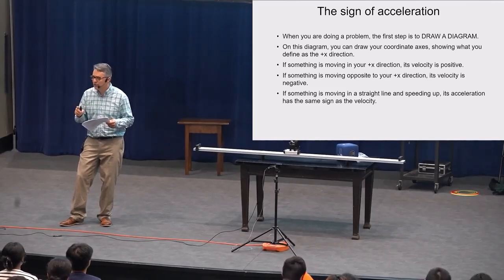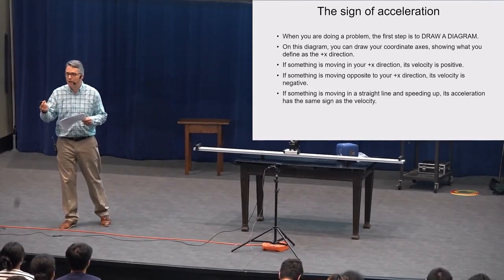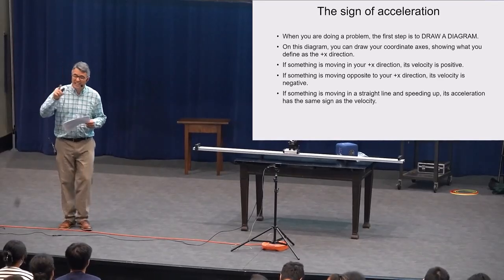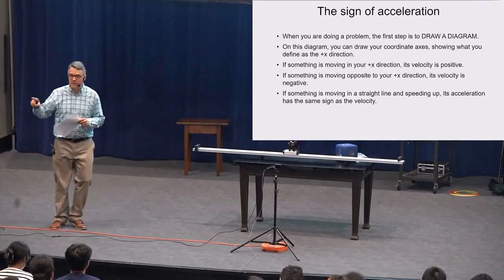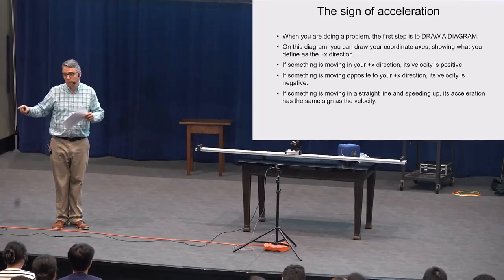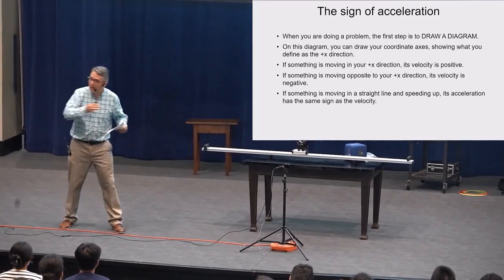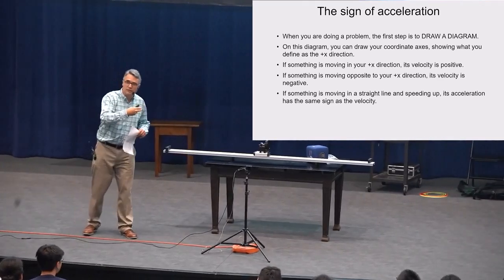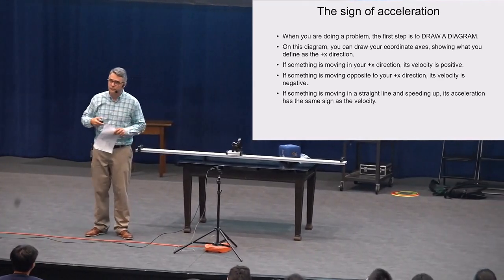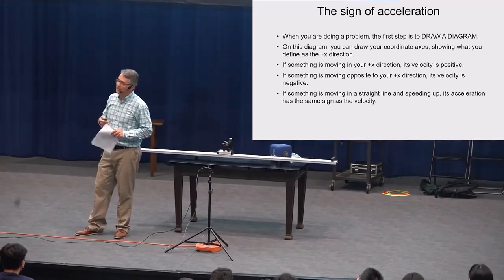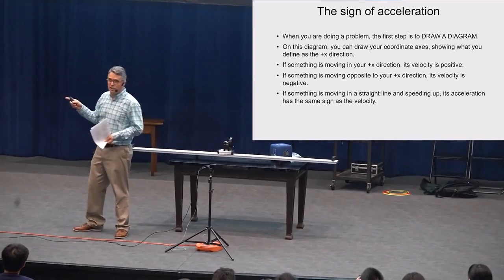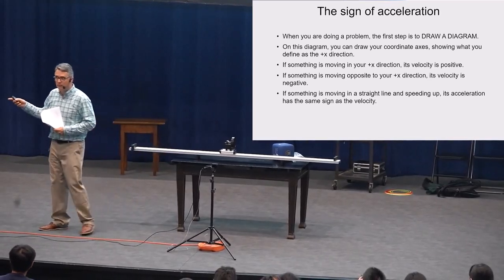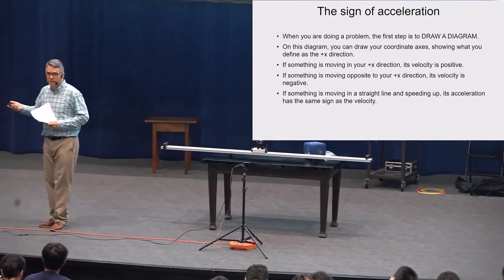Then, this is the tricky part. If something's moving in a straight line and it's speeding up, then I say that the sign of the acceleration is the same as the sign of the velocity. So if you're speeding up in the positive direction like that car was, then the velocity is positive and the acceleration is also positive. But if you're going in the negative direction and your velocity is negative and you're speeding up, then your acceleration is also negative.